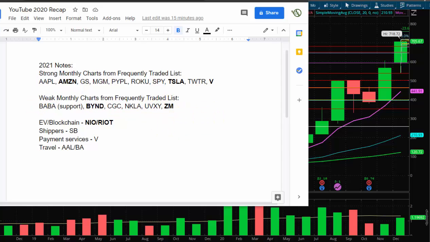So what I did is I ran a bunch of scans and I looked at the monthly charts for every single one of those frequently traded tickers that I have. I think it's about 30, 35, okay? Now, what this got me was strong monthly charts, and I left the list here so that you guys could just save it for yourself, okay? But strong monthly charts are these tickers: Apple, Amazon, Goldman Sachs, MGM, PayPal, Roku, the S&P 500, Tesla, Twitter, and Visa. That's a lot, right?